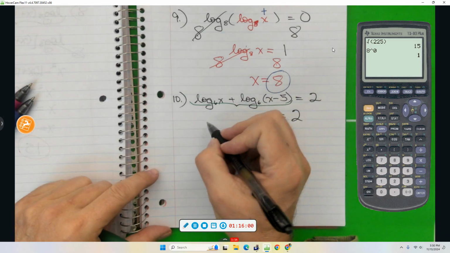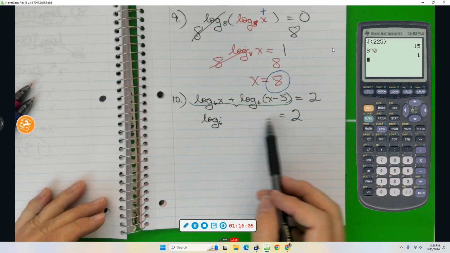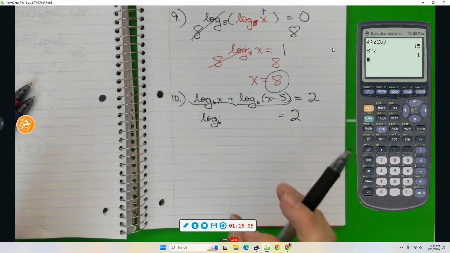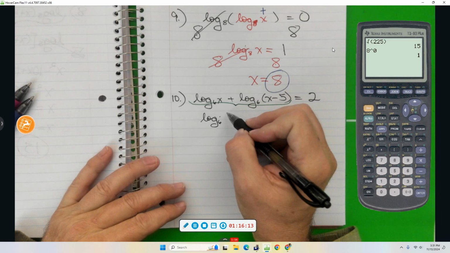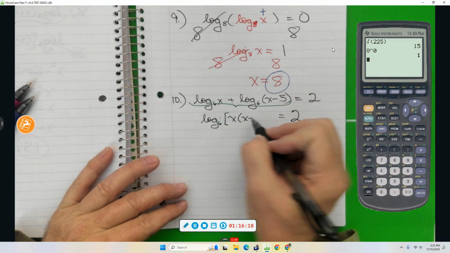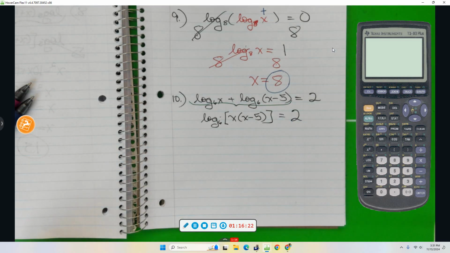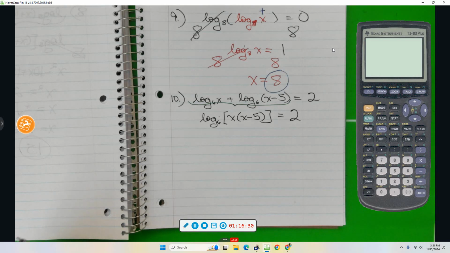I'm going to write my log base 6. Do we need a fraction bar? No, so if we're not dividing, the only other option is to multiply. So we're going to multiply x times x minus 5. We now have it in the desired form, single logarithm equals a number.